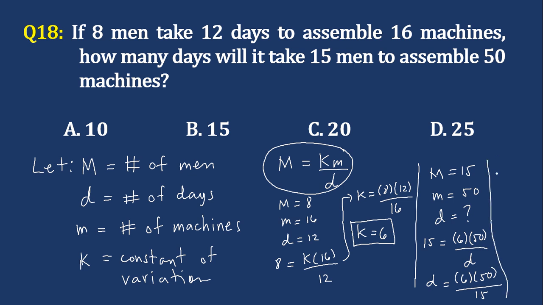Alright, so I'll have here d equals 6 times 50 divided by 3 times 5. So we can cancel, right? So 6 divided by 3, that's 2. And then 50 divided by 5, that is 10. And 2 times 10, that is 20. So 20 days. That's letter C.